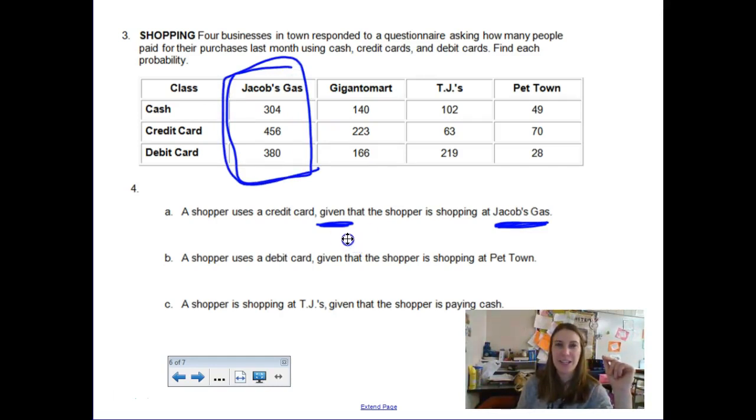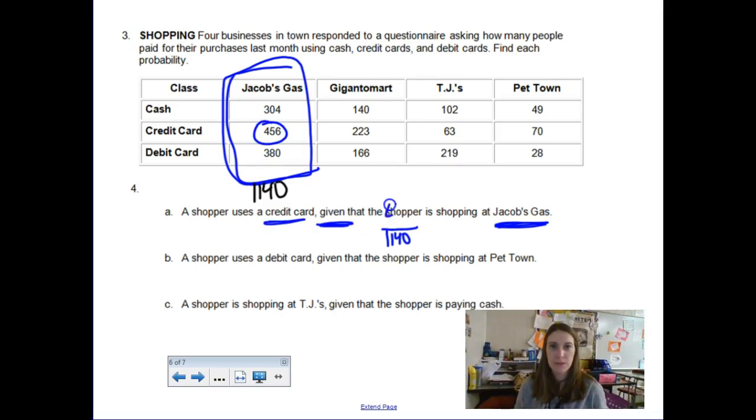Oh, I'm going to get a calculator out, guys. Alright, so I'm totaling up all the numbers from Jacob's Guess. And it's 1,140. So that's going to be our denominator. So within this data, what's the probability that they use a credit card? So that's these. I'm sure that reduces. Oh yeah, nice, 2/5.